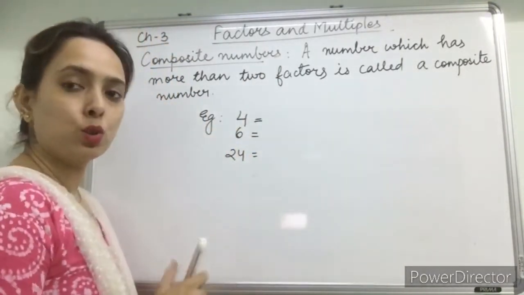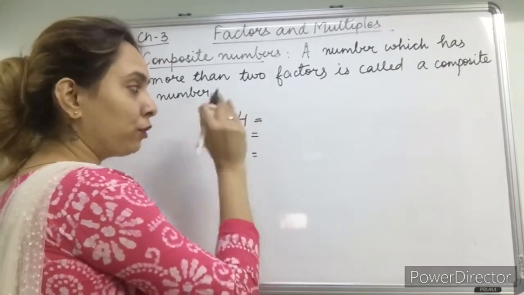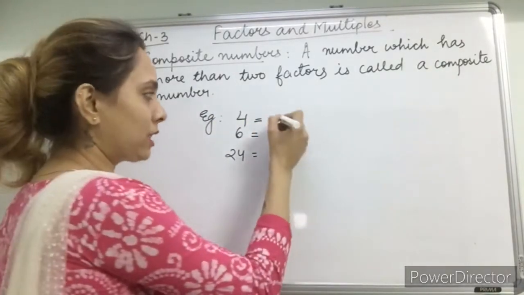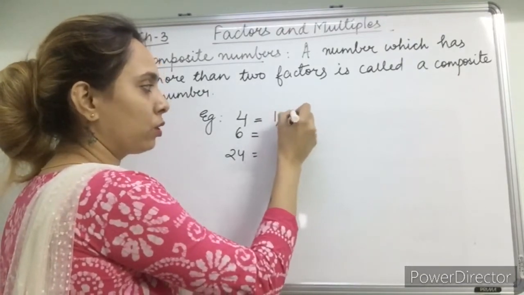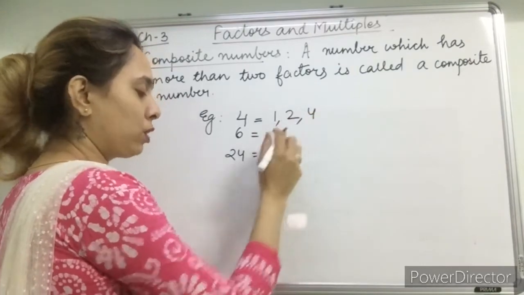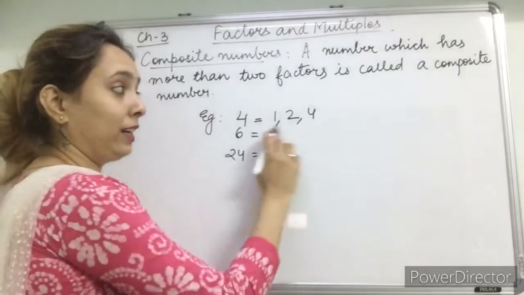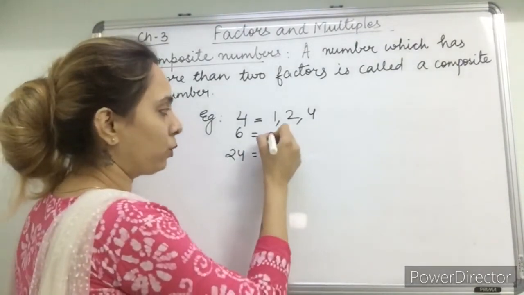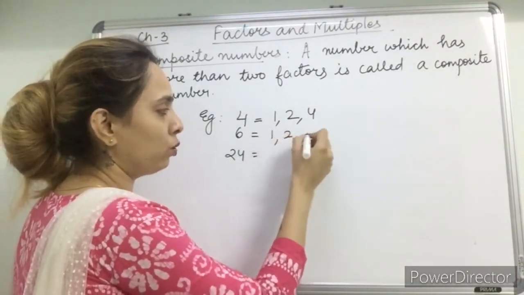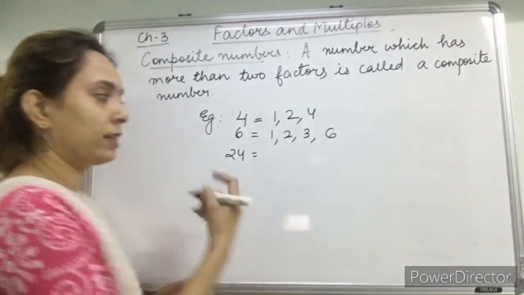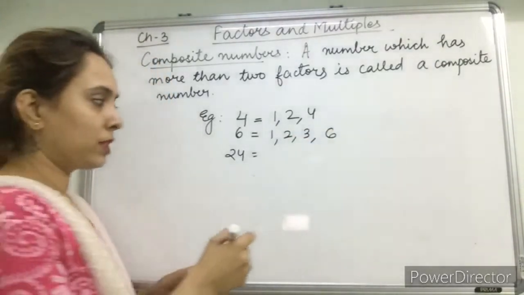Let's start with 4. So we will check how many factors does it have. 1, 2, 4, 1, 2, 3 and 4. So it has more than two factors, so 4 is a composite number. Let's check for 6. 1, 2, 3, 4, 5, 6. 6 is also a composite number.